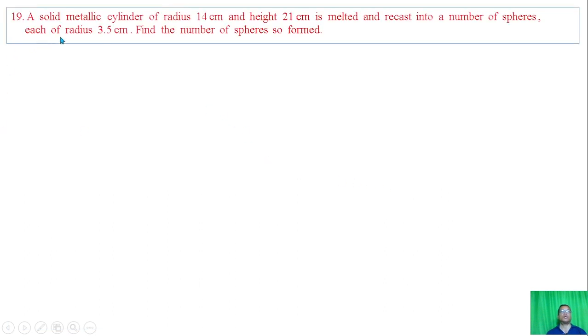Question number 19. A solid metallic cylinder of radius 14 centimeter and height 21 centimeter is melted and recast into a number of spheres, each of radius 3.5 centimeter. Find the number of spheres so formed. Solid metallic cylinder of radius 14, height 21, melted and recast into a number of spheres.